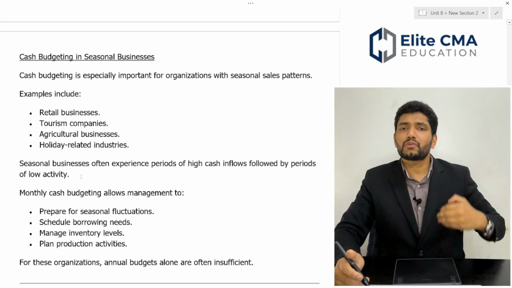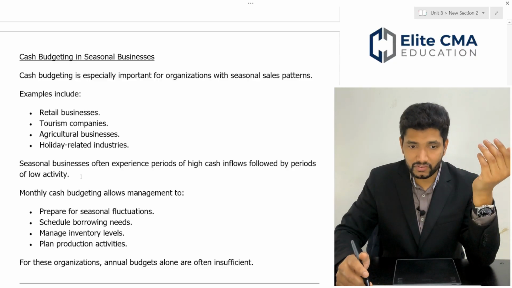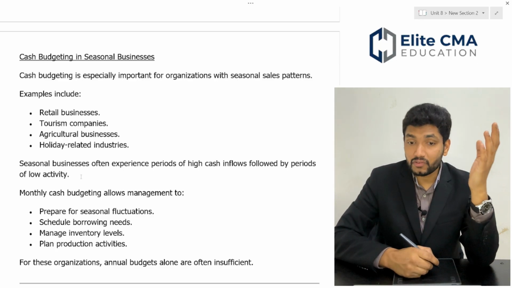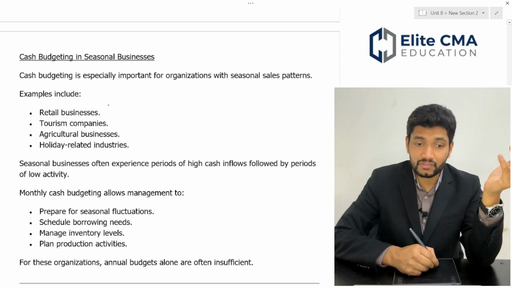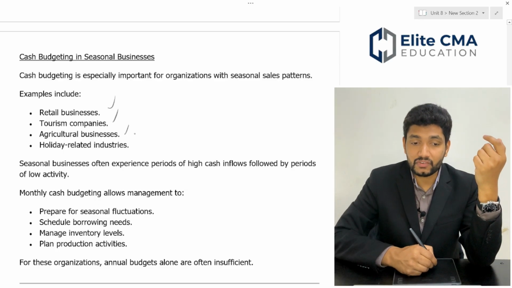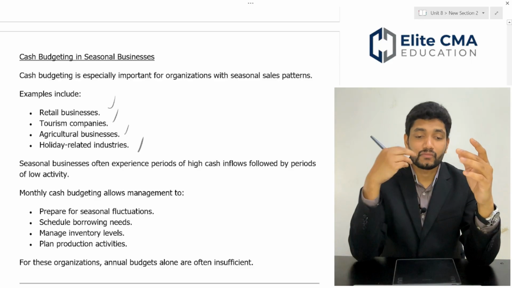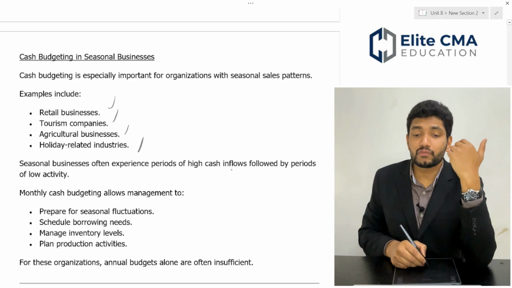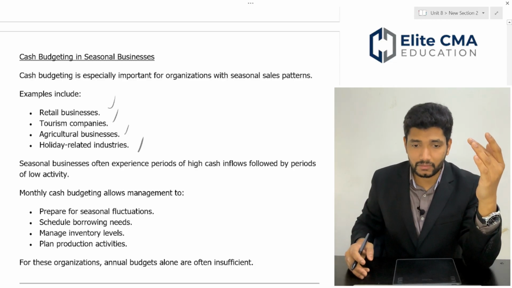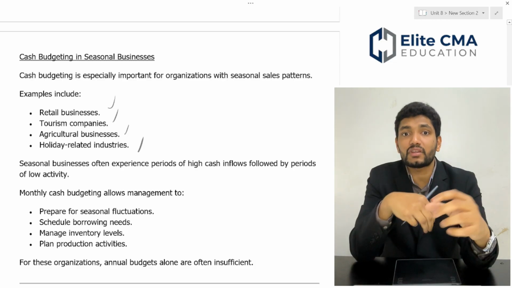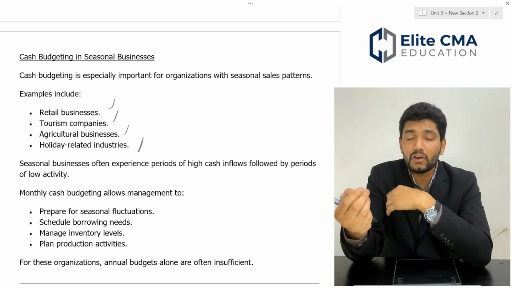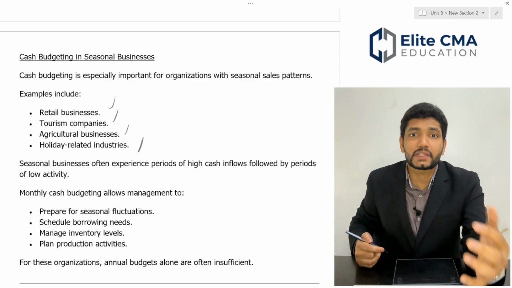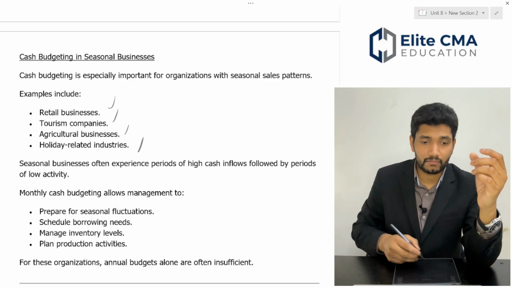Now, how to manage a cash budget in a seasonal business? Some examples of seasonal business are retail businesses, tourism companies, agricultural businesses and holiday-related industries. Seasonal businesses often experience periods of high cash inflow followed by periods of low activity. So normally a seasonal business has some seasons with high cash inflow, but some periods which experience low activity and low cash inflow.